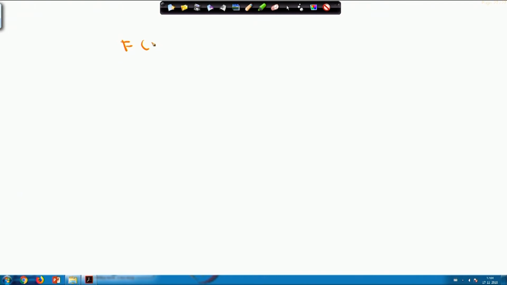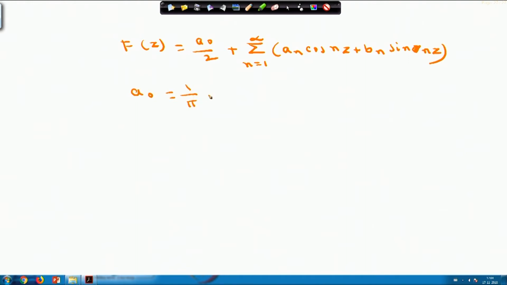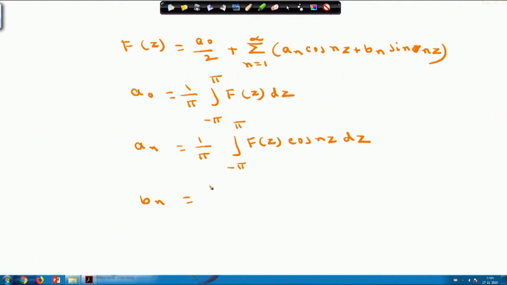So I can write capital F(z) equals a0 by 2 plus summation n equals 1 to infinity of a_n cos nz plus b_n sin nz, where you know a0 equals 1 by pi integral from minus pi to pi of F(z) dz, a_n equals 1 by pi integral from minus pi to pi of F(z) cos nz dz, and b_n equals 1 by pi integral from minus pi to pi of F(z) sin nz dz.